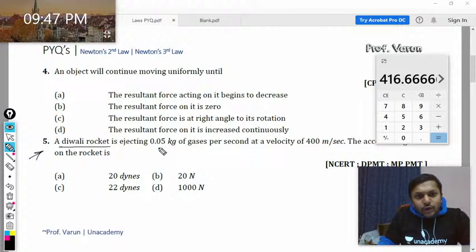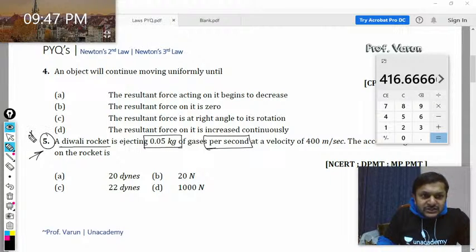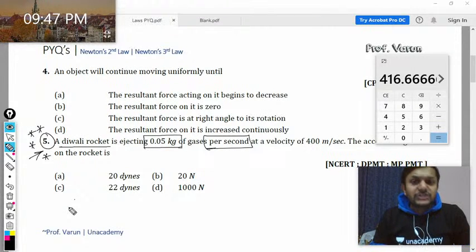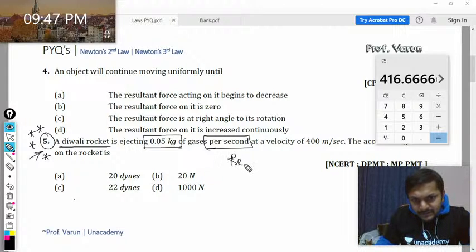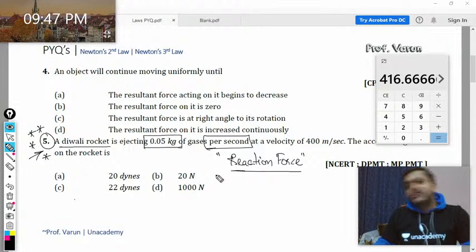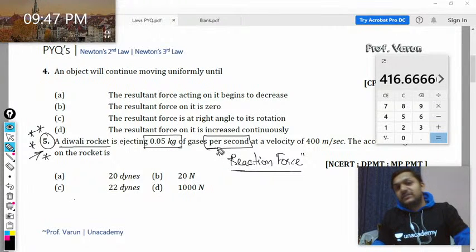A Diwali rocket is ejecting this many kgs of gas per second. My dear students, just note this question down. I have specifically added this question into this list. This is a really important question. There are many questions that you will get based on this thing. Force here is actually reaction force, which is very different from our normal force. This is not F is equal to m into a.